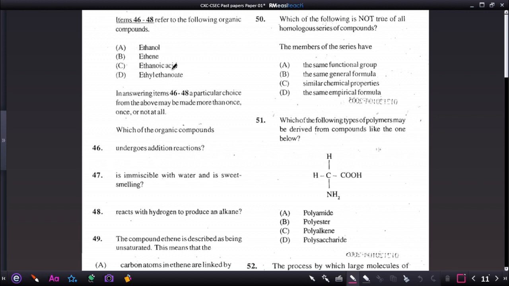Items 46 to 48 refer to the following organic compounds: ethanol, ethene, ethanoic acid, and ethyl ethanoate. In answering items 46 to 48, a particular choice from the above may be made more than once or not at all. Which of the following organic compounds undergoes addition reaction? Ethene would undergo addition reaction, so that would be B.